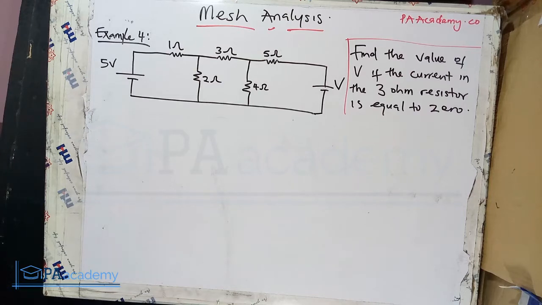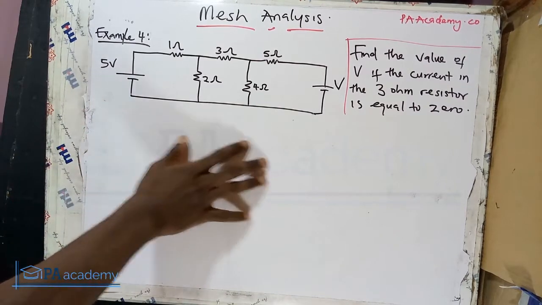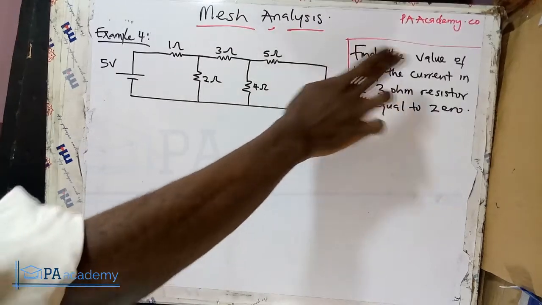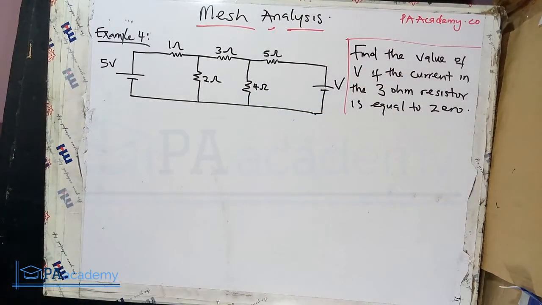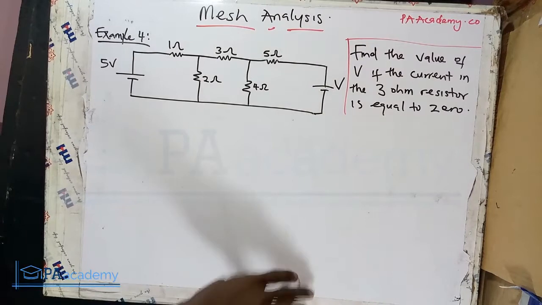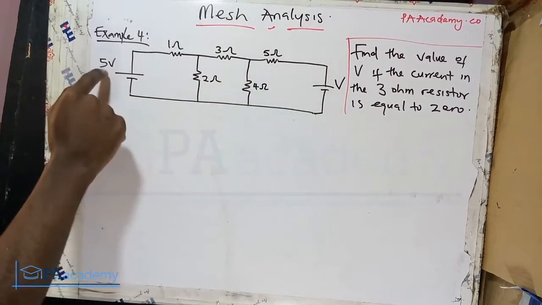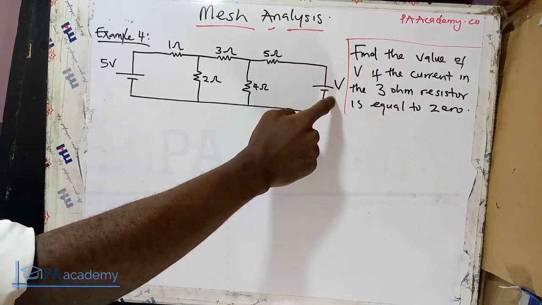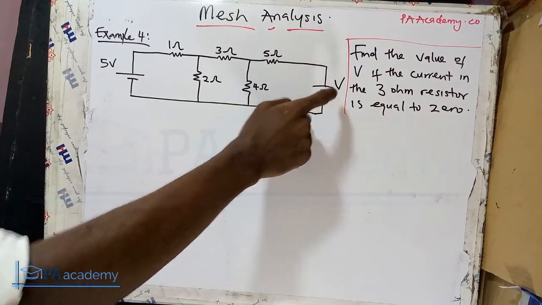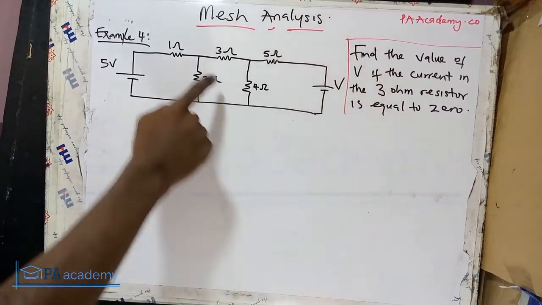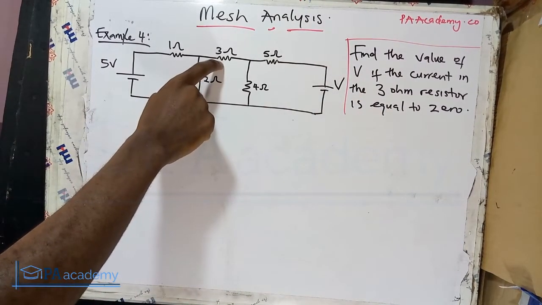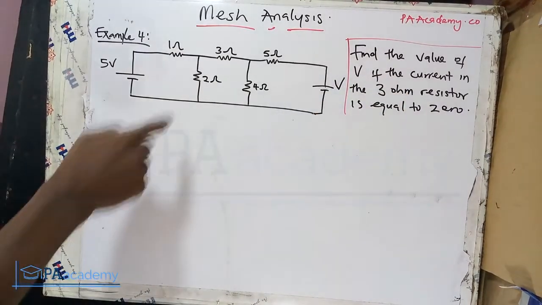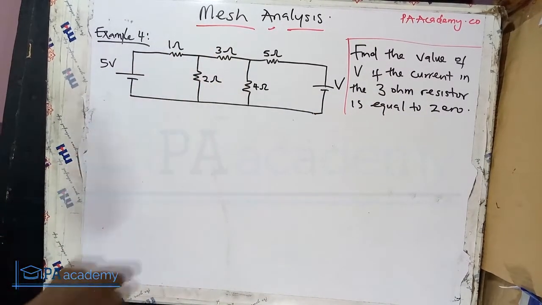Alright, so this is example 4 and this is the circuit we are going to be solving. Look at the question that is attached to it. It says, find the value of V if the current in the 3 ohm resistor is equal to 0. Now this is V, the voltage source. We have 2 voltage sources, we have 5 volt here and we have another voltage source here. But the voltage source here is unknown and that's what we are asked to find. The question also gave us another piece of information, that the current through this 3 ohm resistor, this is the 3 ohm resistor right here, is 0.